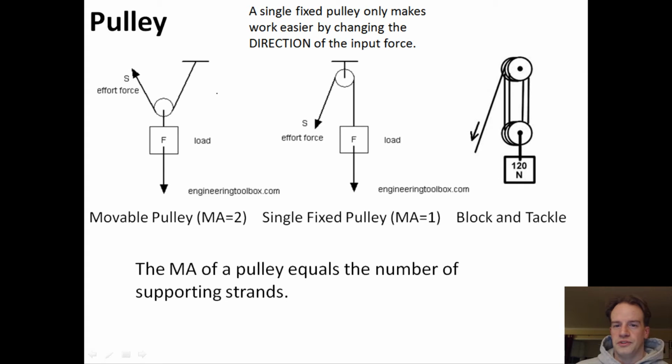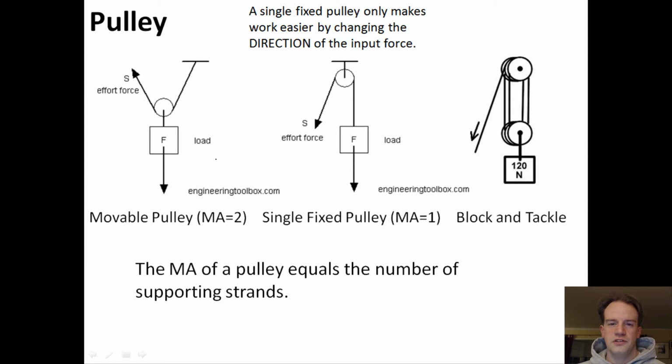The pulley is another simple machine, and there are different types of pulleys. The main two kinds are the fixed pulley and a movable pulley. This is a fixed pulley here, and you notice it can change the direction of the force. We can pull down to lift something up instead of having to lift up on it.